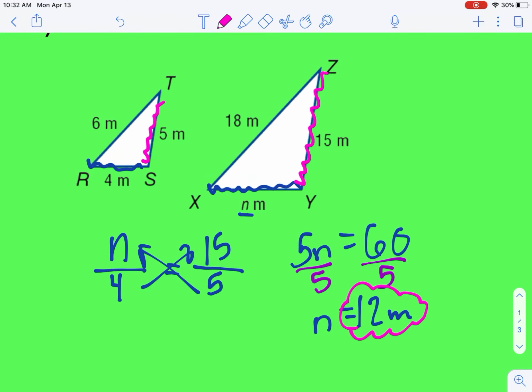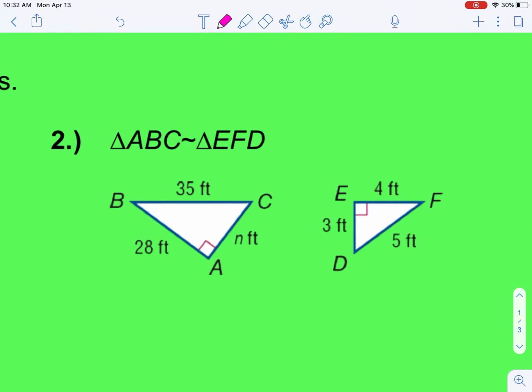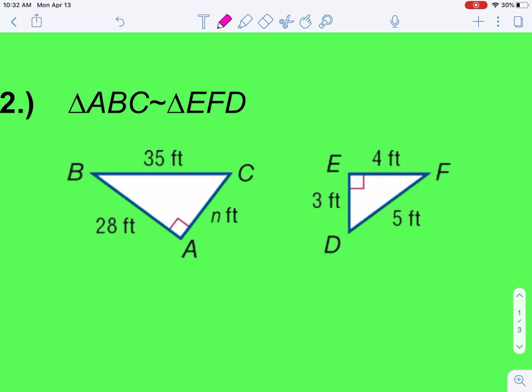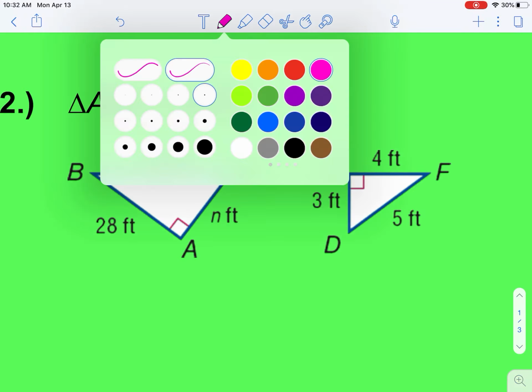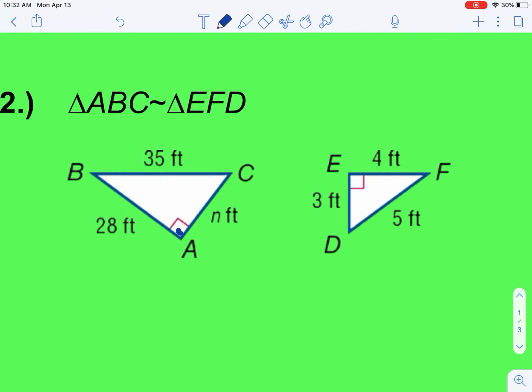Okay. All right, let's take a look at number 2. Ooh, this one's a little tricky because they're trying to trick us and they did some rotating here. So let's take a look at our triangles. First thing I notice is this side length right there is missing. So that's going to be the top of my proportion. Now I need to find that exact same side on the smaller triangle. And you'll notice that the triangle is just rotating. So the matching side is this 3 right there.